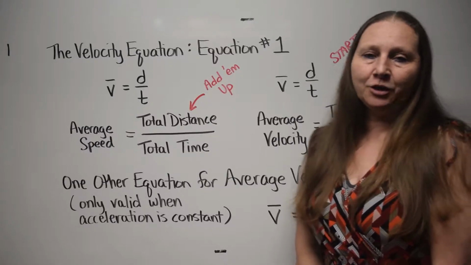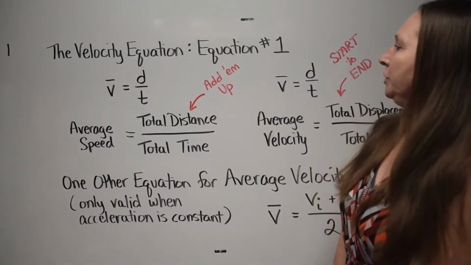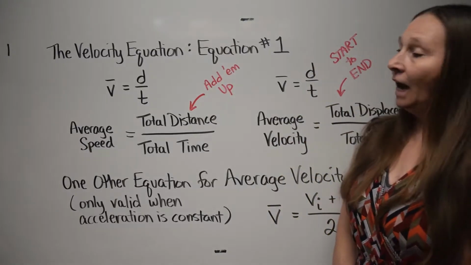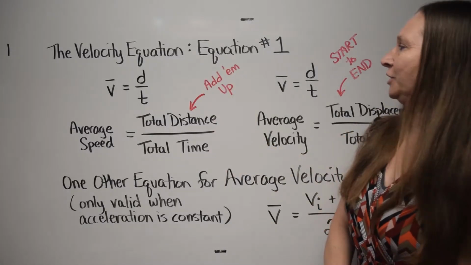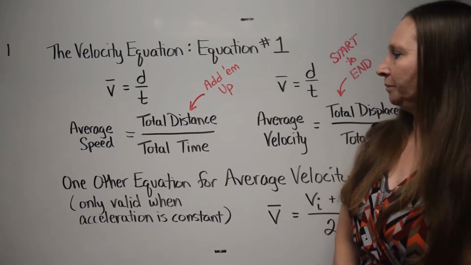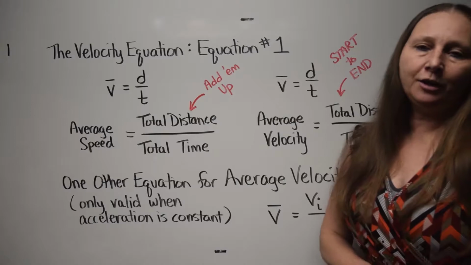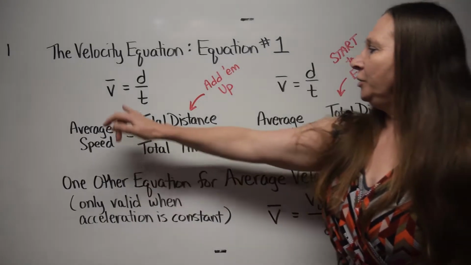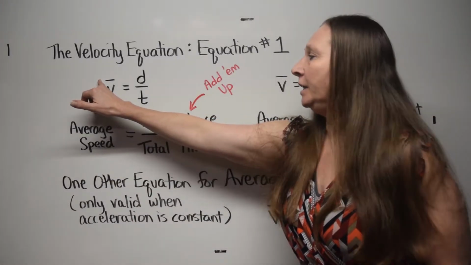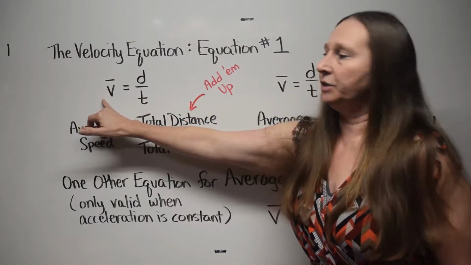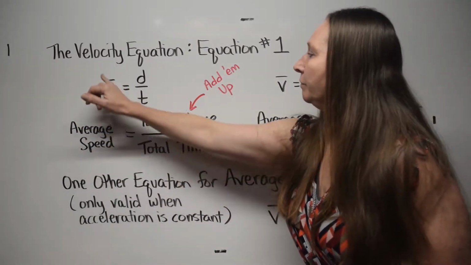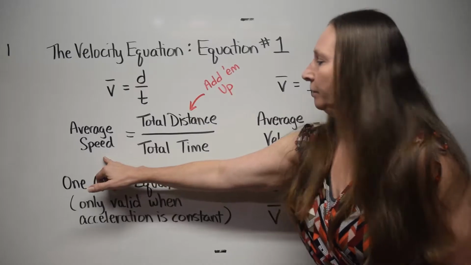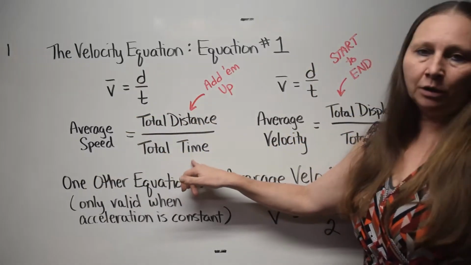The first equation on the mechanics page, and the first equation we'll be looking at today, I like to call the velocity equation, or equation number 1. Now, there are 2 different ways to use the velocity equation. First of all, the little line here means average, so this is average velocity. You can think of it as average speed equals total distance over total time.